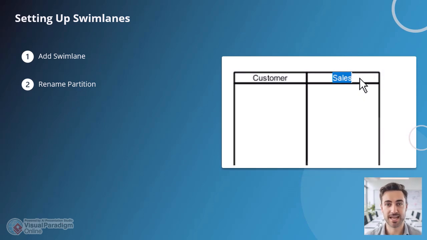Double-click the partition name to rename it. This ensures every swim lane clearly identifies the responsible role, such as customer or sales.